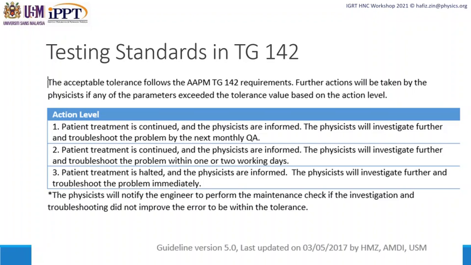Action level 2, the same, patient treatment is continued and the physicists are informed. However, the physicists will investigate further and troubleshoot the problem within 1 or 2 working days. Whereas for action level 3, the patient treatment is halted and the physicists are informed, and the physicists should investigate further and troubleshoot the problem immediately. And if the investigation and troubleshooting did not improve the error to be within tolerance, the physicist will notify the engineer to perform the maintenance check and repair.